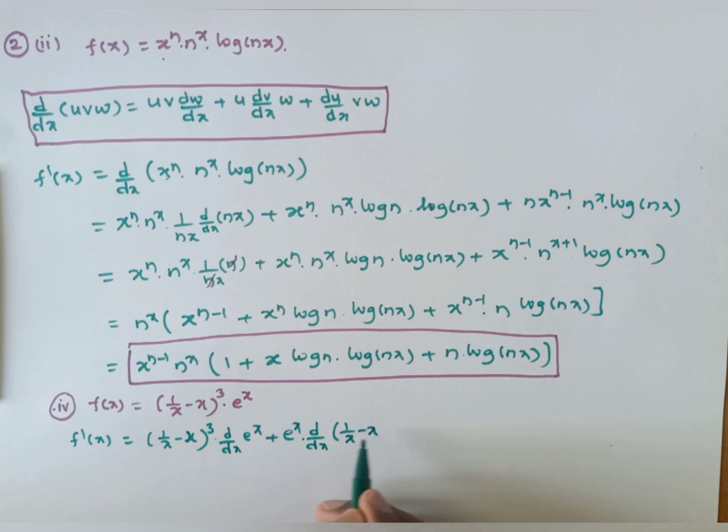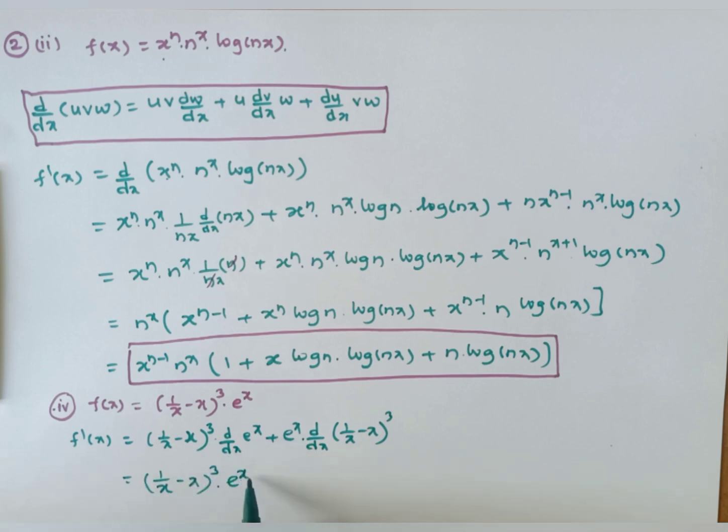1 by x minus x whole to the power of 3. So it is (1/x minus x) whole cube. Now this can be written as (1/x minus x) whole power 3 into derivative of e power x, which is e power x only, plus e power x into, now this is like a u power 3, power rule. So here you can apply this: 3 into (1/x minus x) whole to the power of 3 minus 1, that is 2, into again the inner function derivative, d by dx of 1 by x minus x.